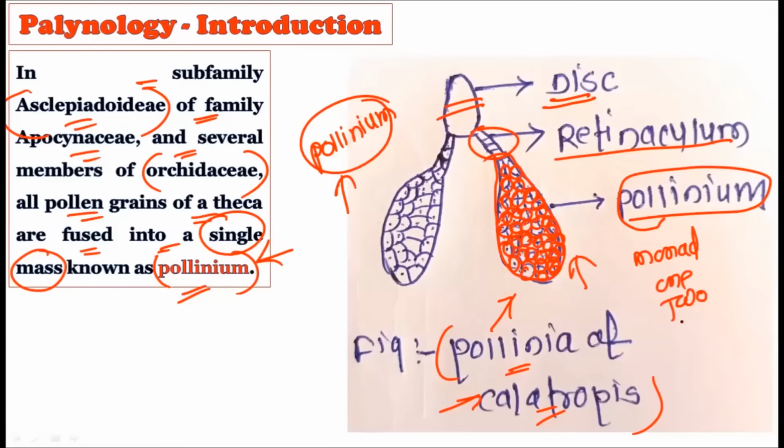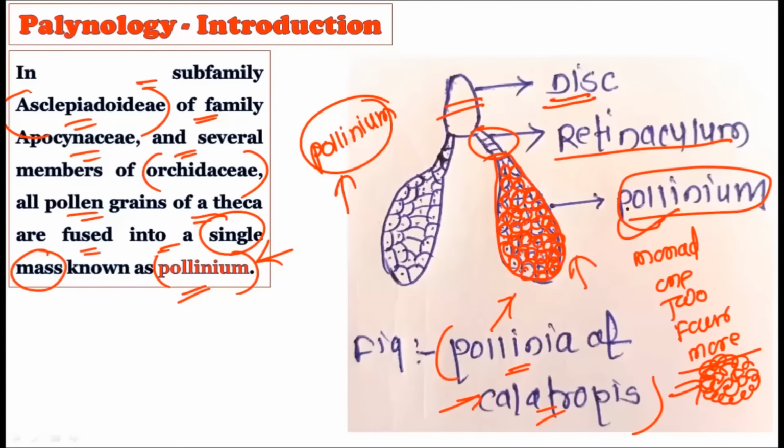In dyad there were 2 pollen grains. In tetrad there were 4 pollen grains. In the polyad there were more than 4 pollen grains. But in the pollinium, there is no number. Actually, there is a mass of pollen grains which are attached with each other. Hence, they form a particular structure which is called the pollinium.